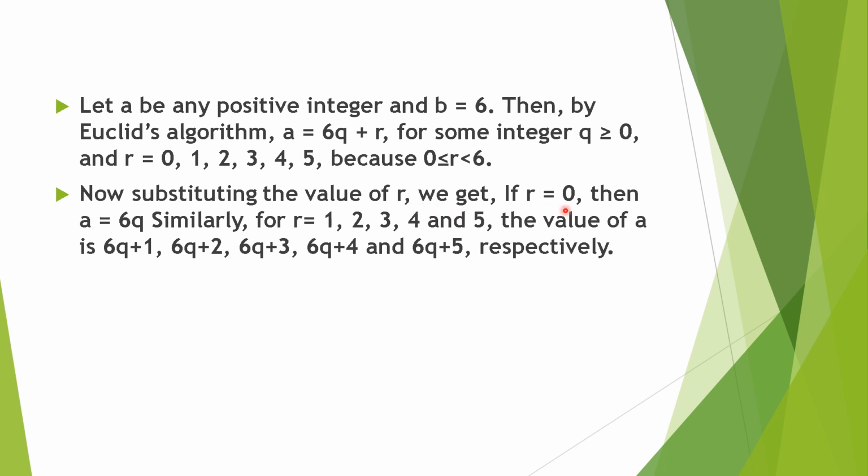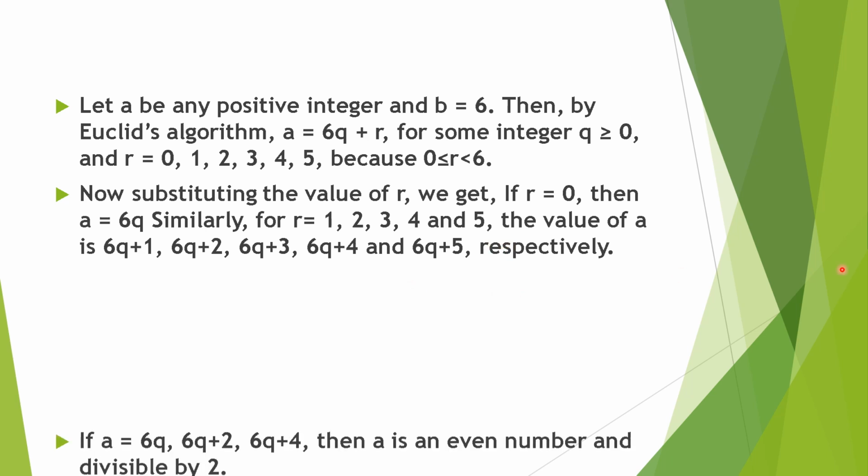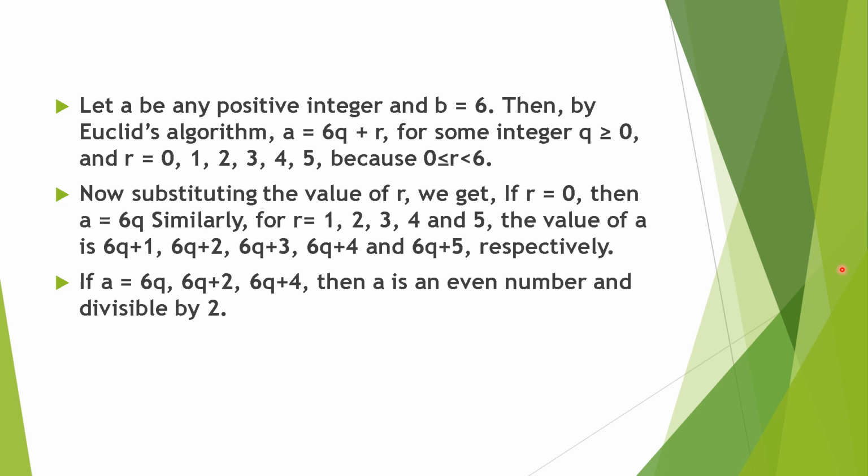If r equal to 0, a equal to 6q. If r equal to 1, 6q plus 1. If r equal to 2, 6q plus 2. R equal to 3, 6q plus 3. R equal to 4, 6q plus 4. R equal to 5, 6q plus 5. So we have got these relations.